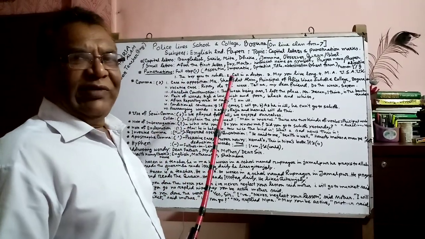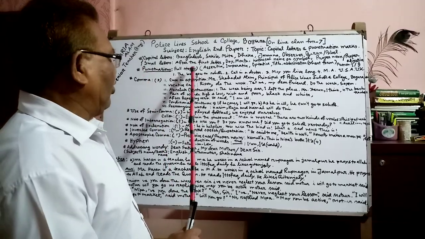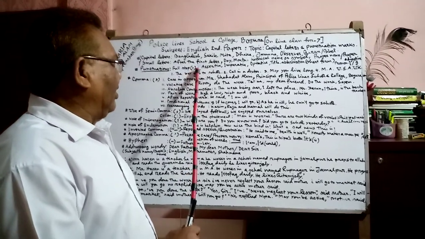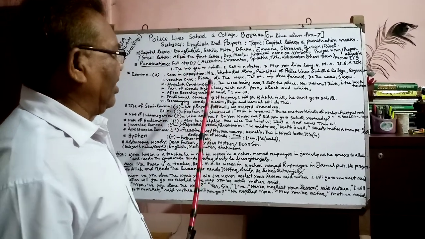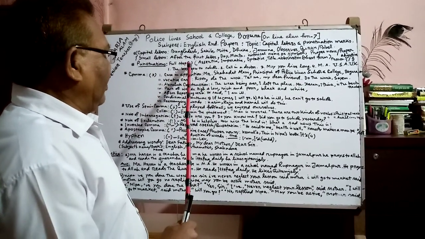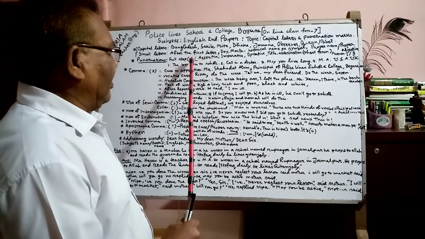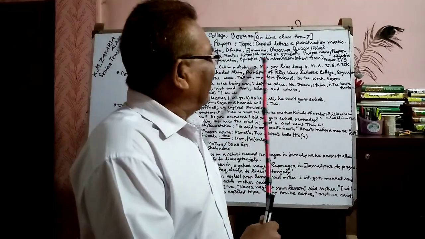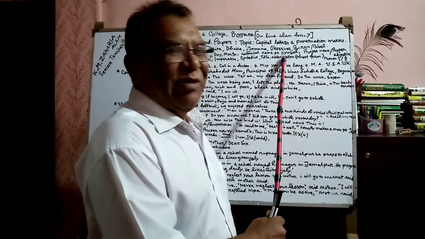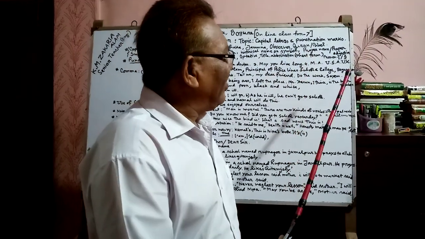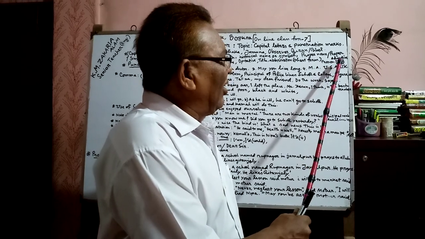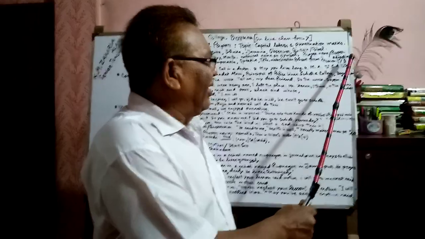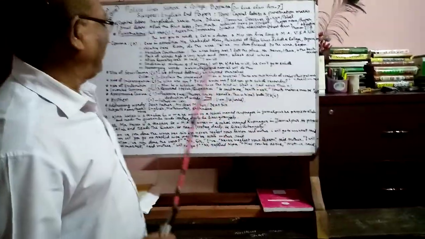Now I am discussing punctuation. Full stop. This mark or symbol is a full stop. It is used in the sentence of assertive, imperative, optative, title, abbreviation. Abbreviation means short form. Pronoun, I. There are two marks one may use in a question.